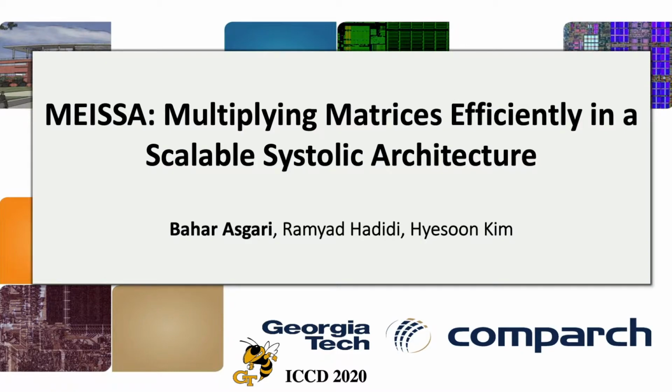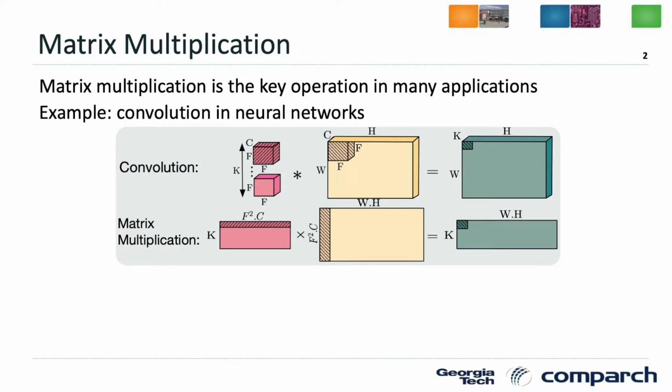In this presentation, I introduce Meissa, a fast and scalable systolic array for matrix multiplication. Matrix multiplication is the key matrix algebra in several applications, such as in neural networks. For instance, to perform a convolution in neural networks, a common practice is to convert the convolution to a general matrix multiplication, as shown in this slide.